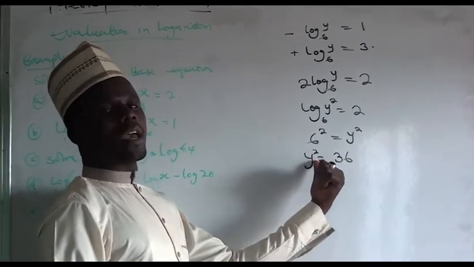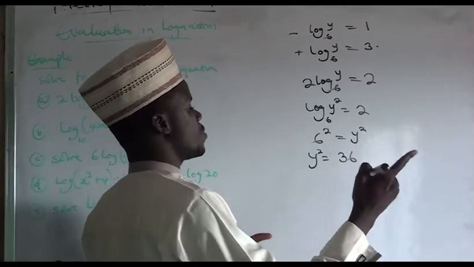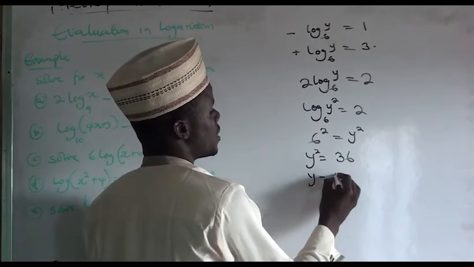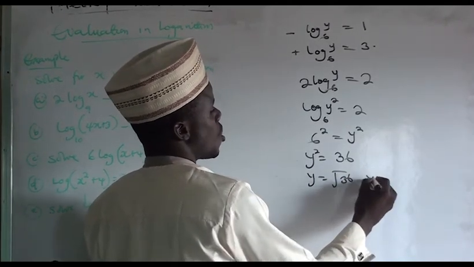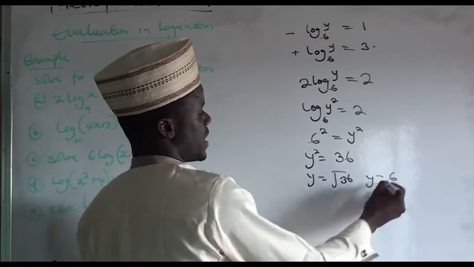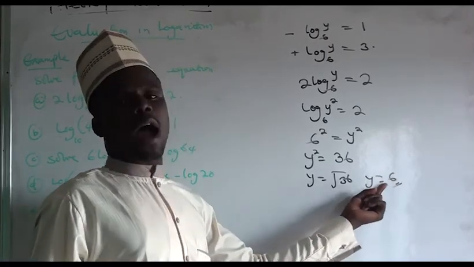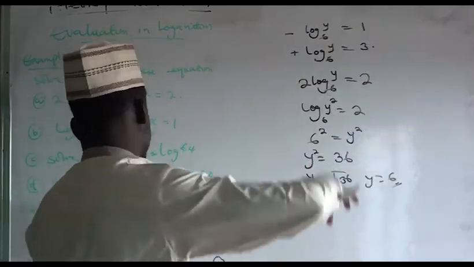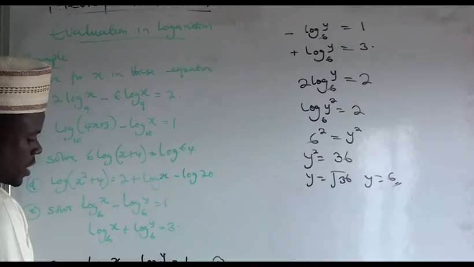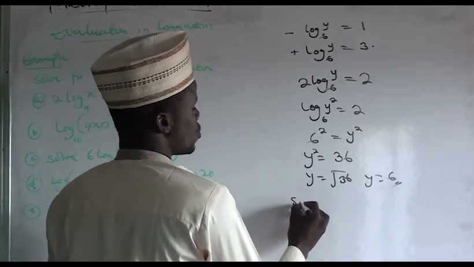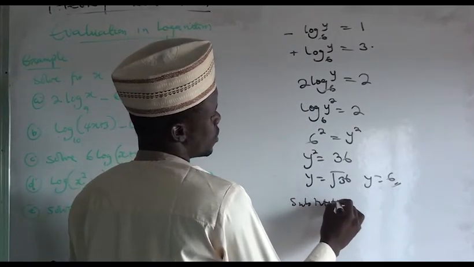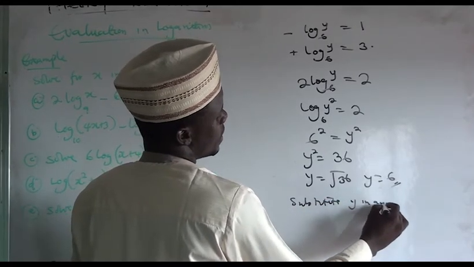When you have a square on the left hand side, it becomes the square root on the other side. So y alone is equal to the square root of 36. Y is equal to 6. So we get the value of y as 6. So we put it in place in any of these two equations. Here we say substitute y in any equation.